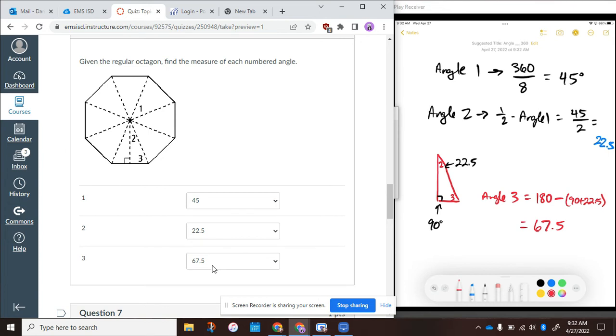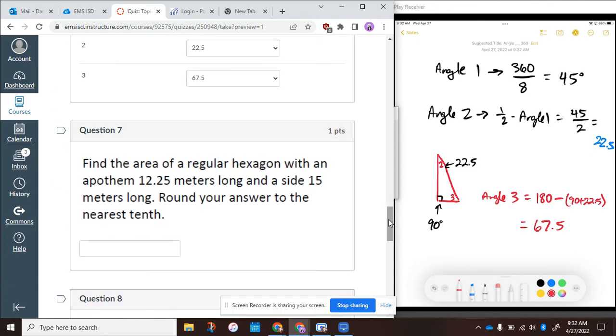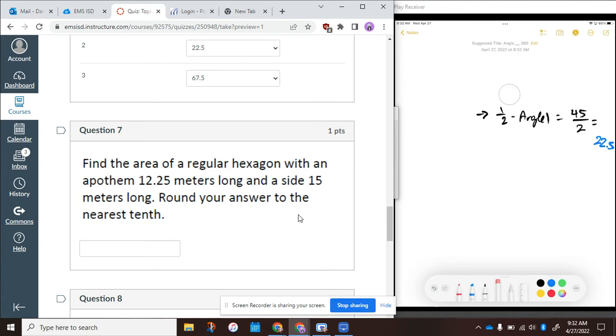Moving on now to question number 7. Question number 7 is asking about a regular hexagon. That word hexagon, and this is something you might want to put on a cheat sheet when we're taking this test, is telling us that we've got 6 sides. It gives us an apothem length, and it gives us a side length, and it asks us to find the area of it.